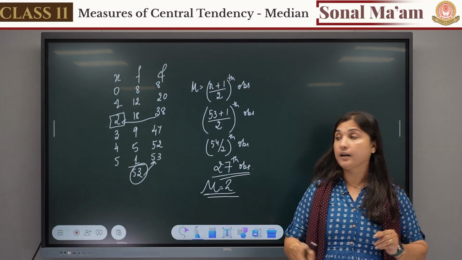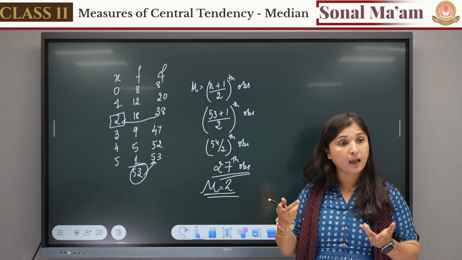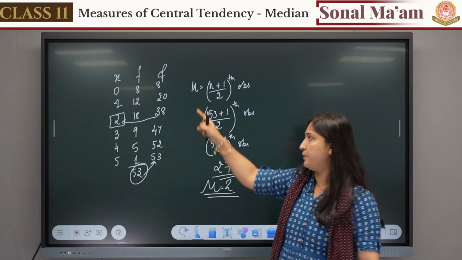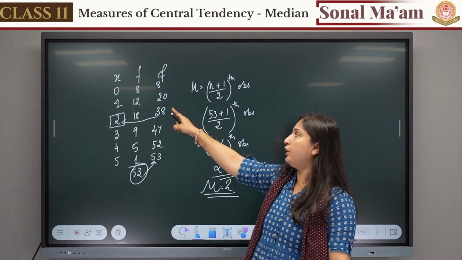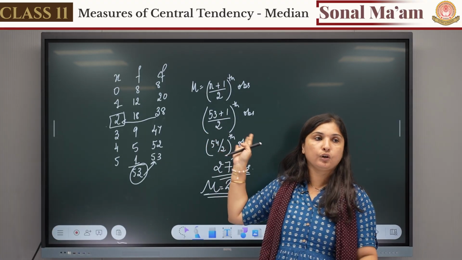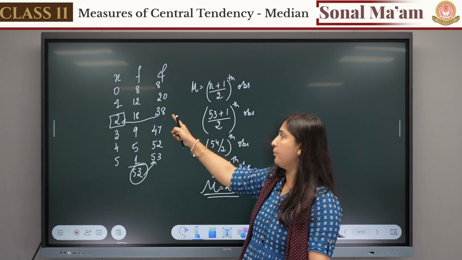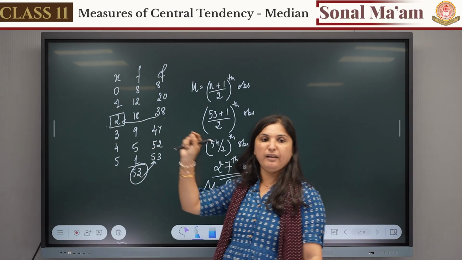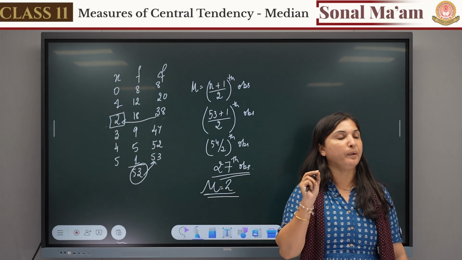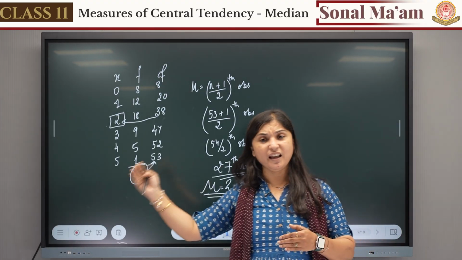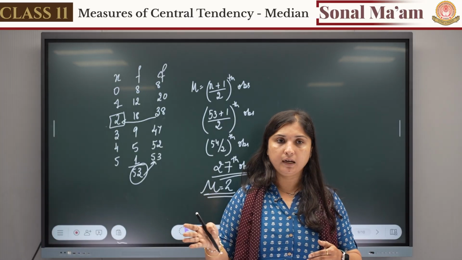बच्चे यहाँ पे भी मिस्टेक करते हैं. 27 कहाँ देखना है? We have to check in the CF column. This 27 has to be checked in the CF column. We don't have 27, but we have 38. Means 27 is included in 38 only. So from 38 we have to stretch a line till 2. So my value of m is 2. Middlemost value कौन सा है? 2. Is it clear? एक example raw का किया, एक discrete का किया.